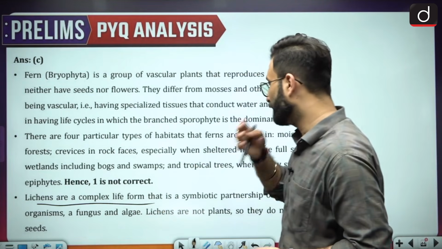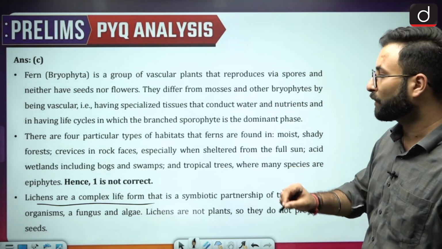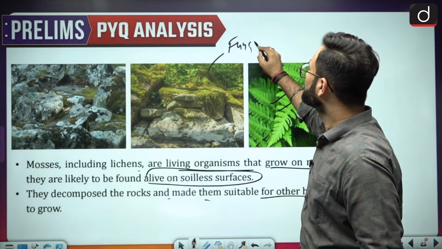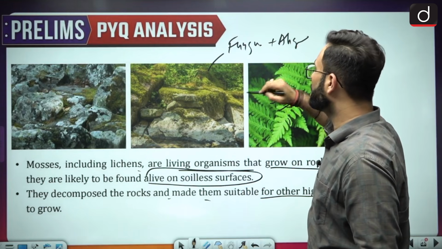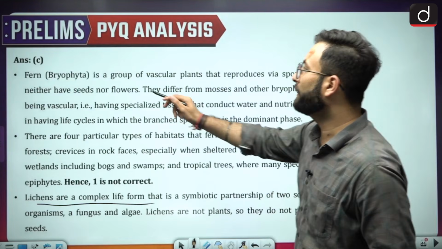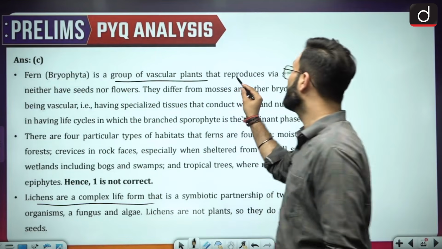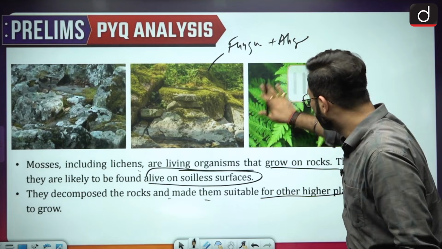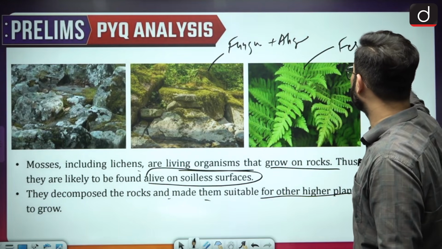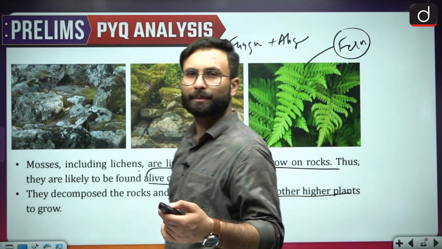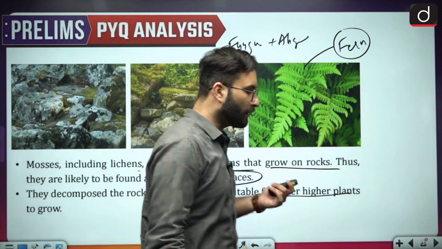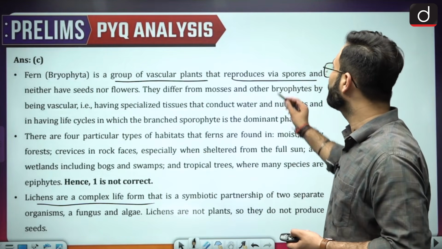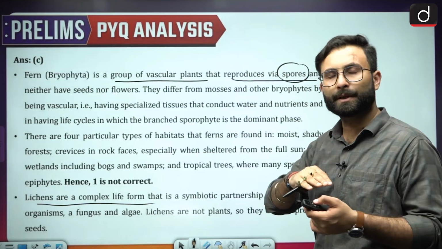Here the explanation is given. Lichens are a complex life form in a symbiotic partnership of two separate organisms, fungus and algae. So lichens are basically fungus plus algae. Coming to the next one, a fern is a group of vascular plants that reproduce via spores, and they have neither seeds nor flowers. How are ferns different from other plants? When we talk about plants, you know that a seed is a requirement. Here they won't require a seed. They reproduce through spores, and there are no seeds or flowers.